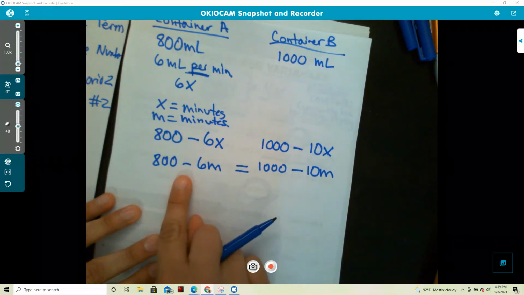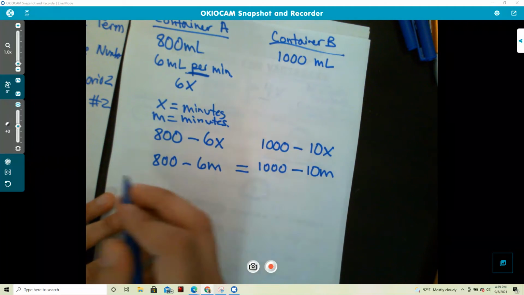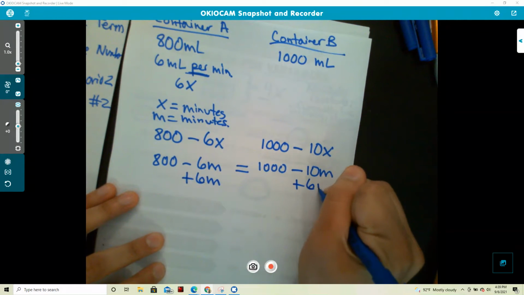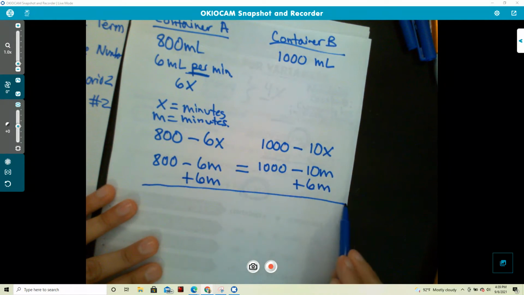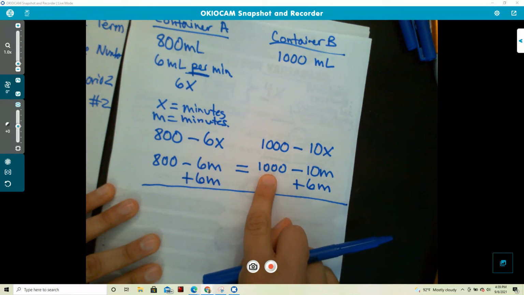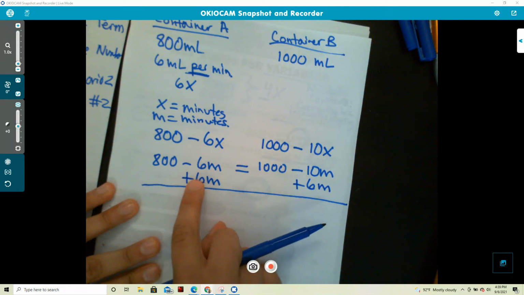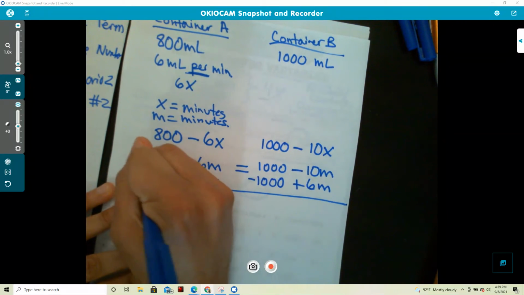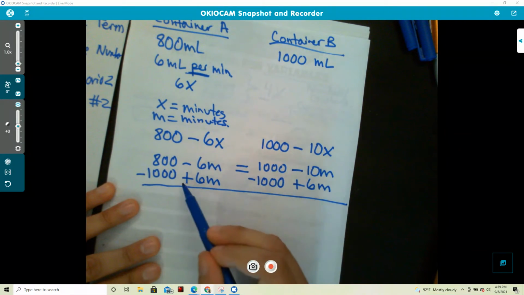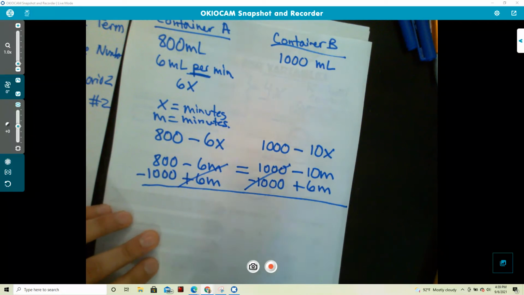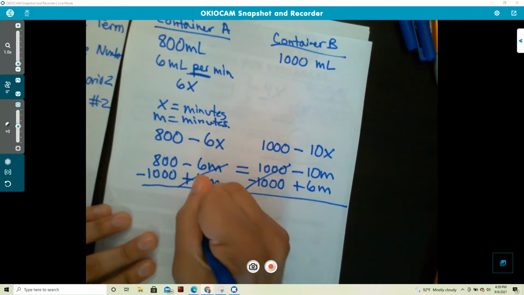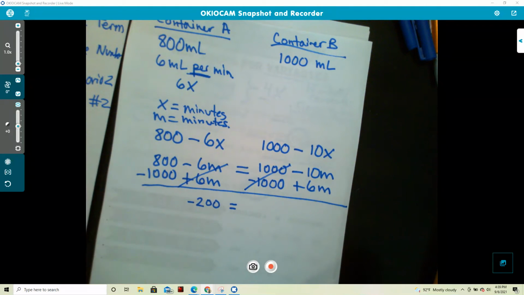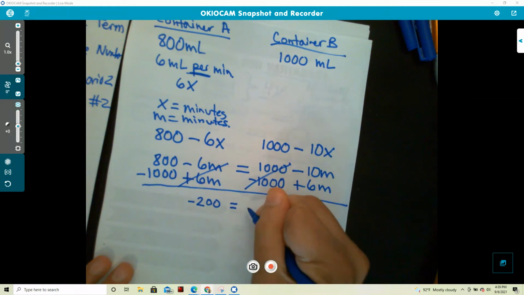So we have variables on both sides and constants on both sides. So I'm going to go ahead and do plus 6m, plus 6m. And then I'm going to want to move this one over here. Since we're canceling the variable over here, we're going to have to cancel the constant over here. Minus 1,000, minus 1,000. That will cancel out. 800 minus 1,000 should get you negative 200 is equal to negative 10m plus 6m, which is going to be negative 4m.